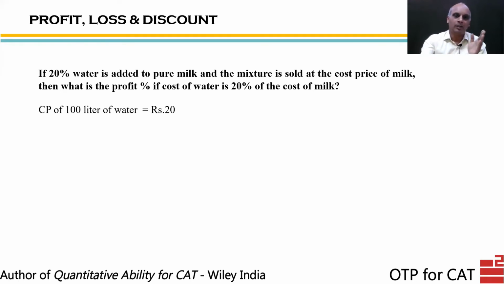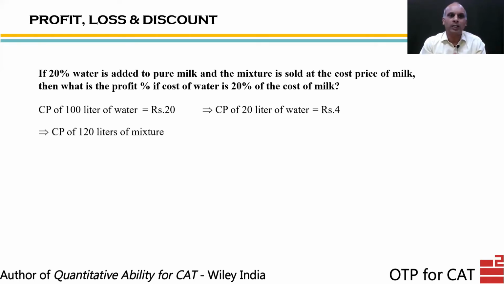That means 20 liters of water will cost how much? So we'll now apply the unitary method: 100 liters of water is costing 20 rupees, so 20 liters of water will cost 4 rupees. And therefore my cost price of 120 liters of the mixture will be 100 rupees plus 4 rupees. The cost price of milk was 100 rupees and the cost price of water is 4 rupees, so it comes out to 104 rupees.